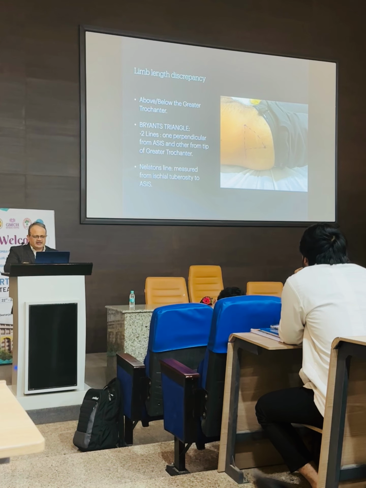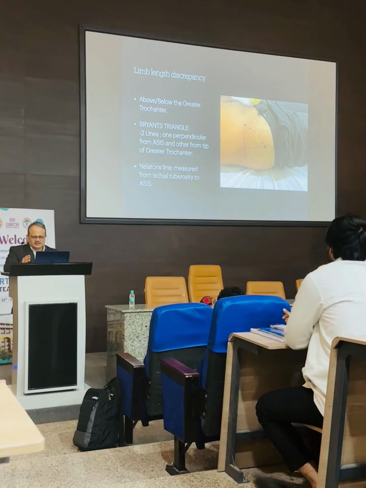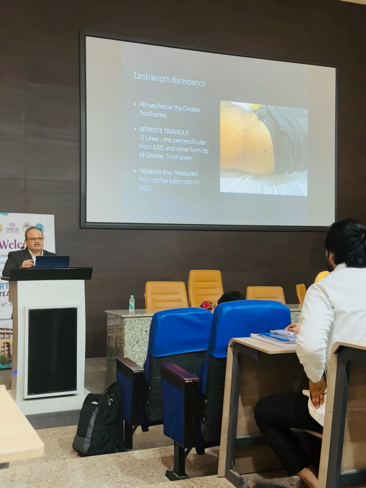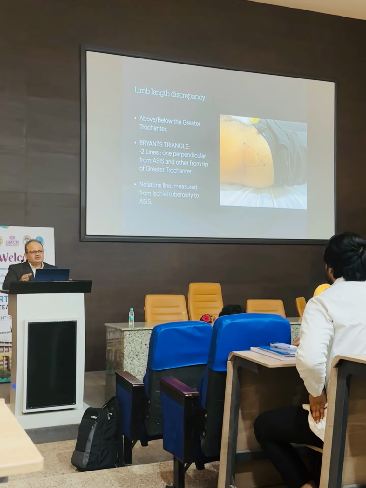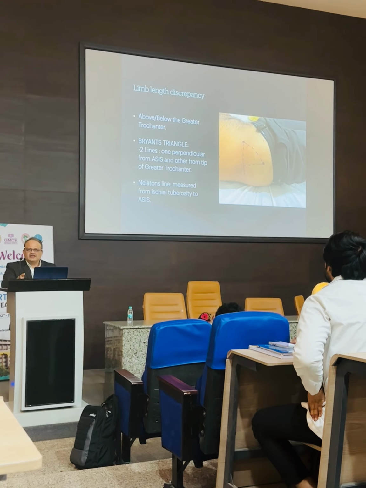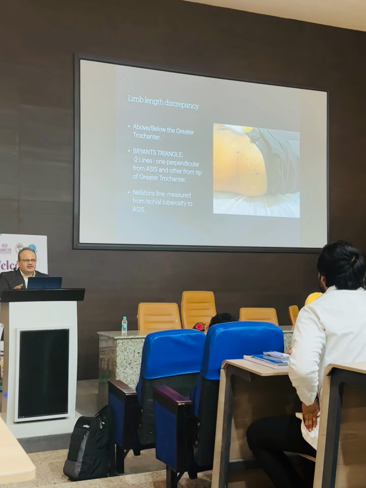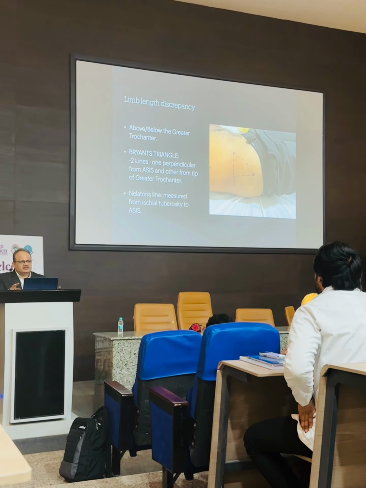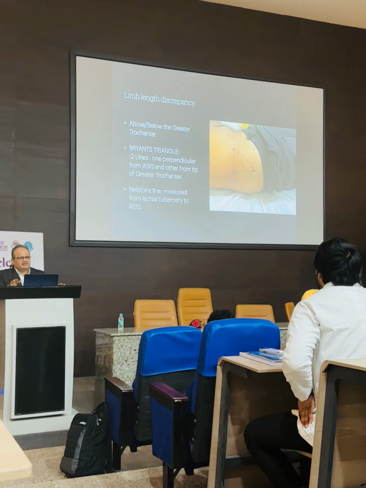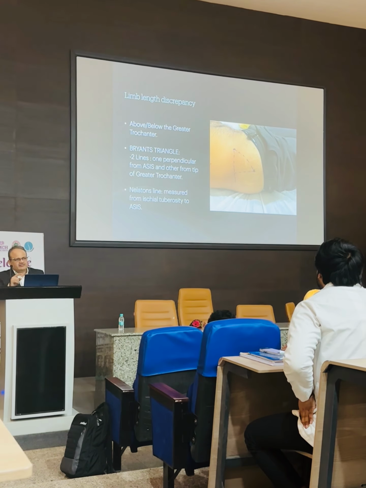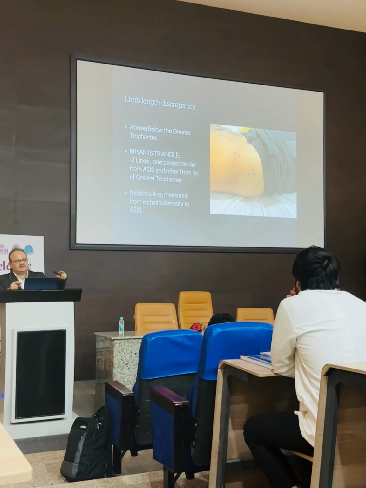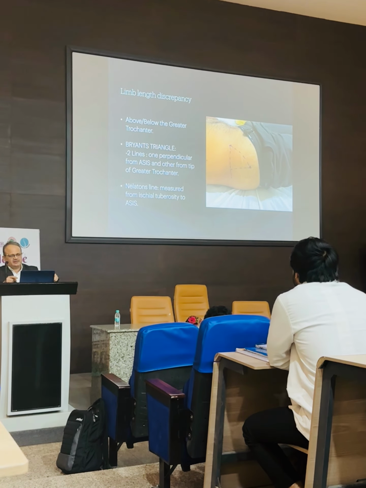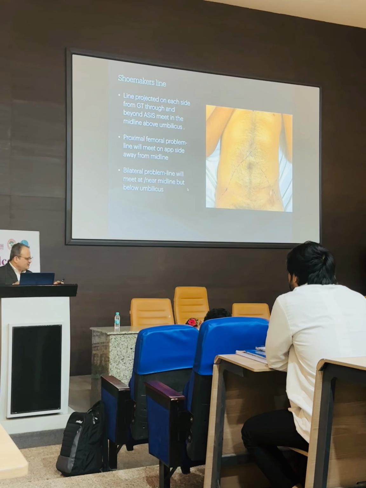You have a Bryant's triangle, so you measure first. Again, here also you have to square the pelvis. Otherwise, it is not comparable. So you do all those things which are required to square the pelvis and keep both the limbs in the identical position. Otherwise, you cannot measure by the Bryant's triangle. They mark the anterior superior iliac spine, mark the tip of the trochanter, drop the perpendicular, and measure this line.